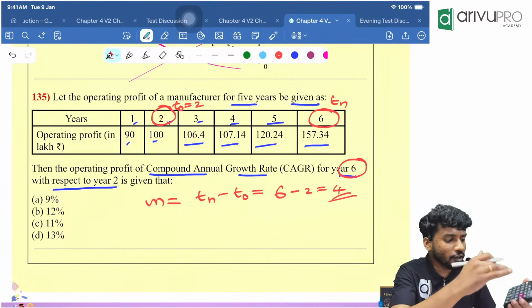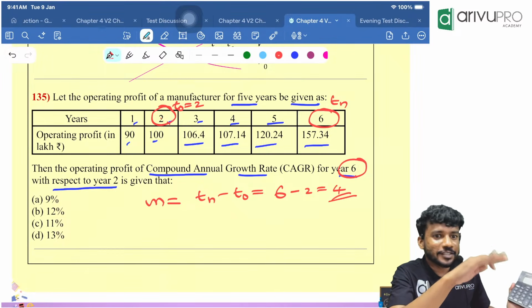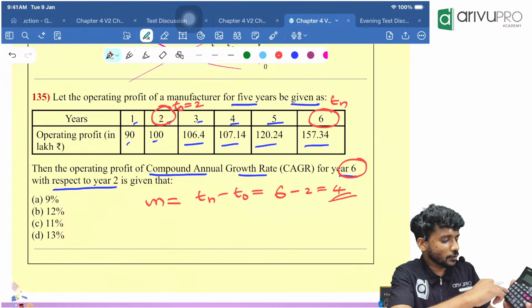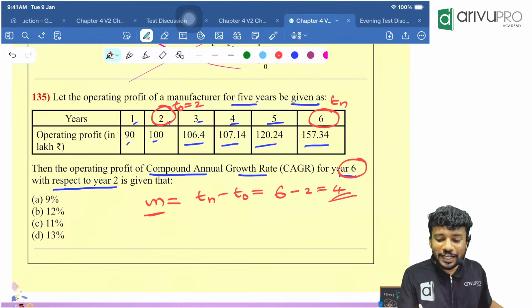Just like that. If you are born in 2008, 2008 is the base year. Current year is how much? 2026. So 2026 minus 2008 will give you how much? Around 18 years. Likewise, we will find the value of what people?